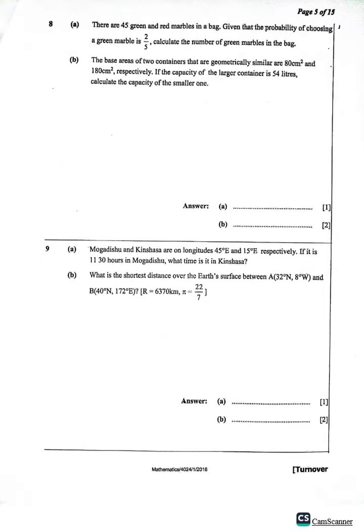Now let's proceed to question 8. Question 8 reads, there are 45 green and red marbles in a bag. Given that the probability of choosing a green marble is 2/5, calculate the number of green marbles in the bag. So here we have been given the probability and also the total number. So the question is, out of 45 marbles, how many are green marbles?